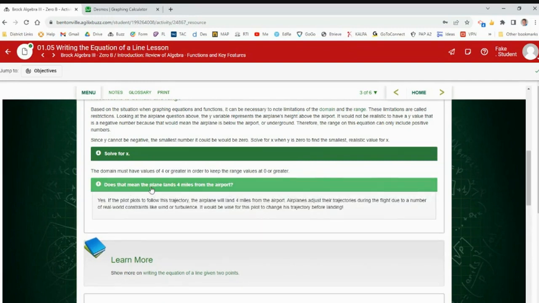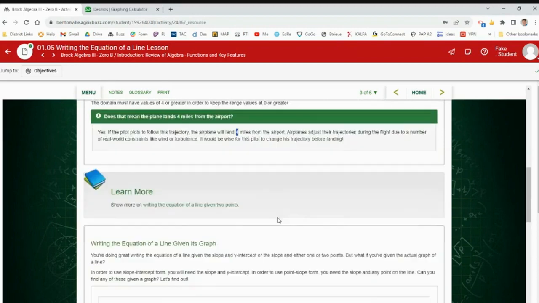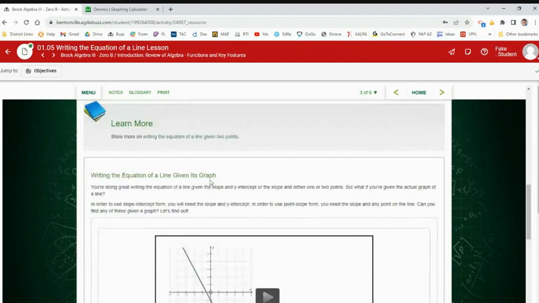So does that mean the plane lands 4 miles from the airport? Yes, at the current trajectory it's going. If the pilot follows this trajectory, it's going to land 4 miles from the airport. So they're going to need to change their slope. They adjust their trajectories during the flight due to a number of real world constraints like wind or turbulence. So it would be wise for this pilot to change his trajectory. He's going to end up 4 miles down the road on a highway or in a field somewhere, the way he's going.